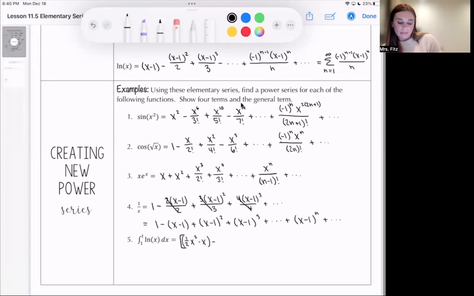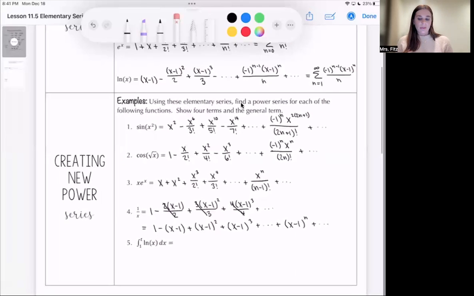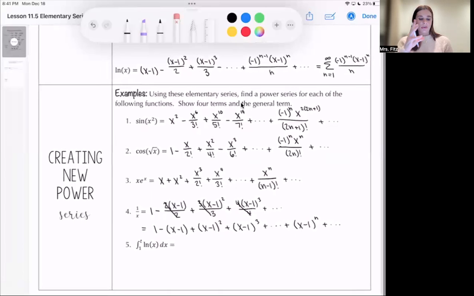Let's see. I think there's an easier way to do this, actually. Okay, hold on. Okay, so what ends up happening, I believe, when you FOIL everything out, oh, I got it. Okay, so remember, the derivative of natural log of x is 1 over x.